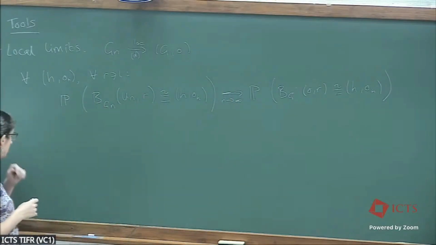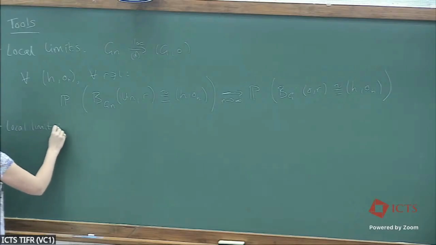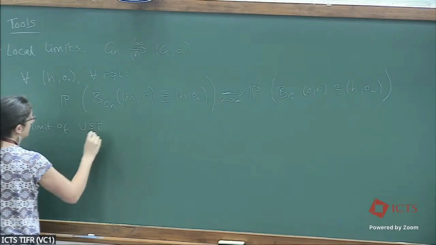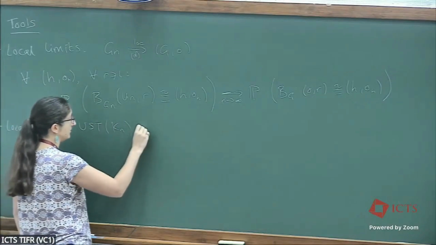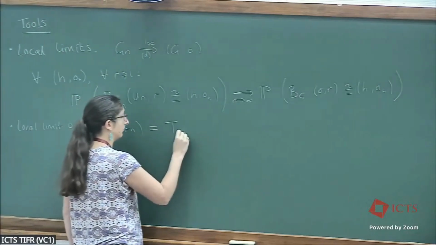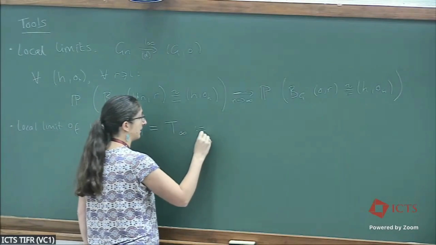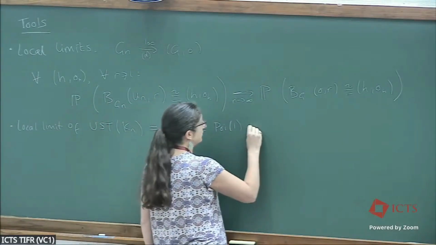Okay, local limits. And then we talked about one particular example of local limits, and that was the local limit of the uniform spanning tree of the complete graph. I will call it T infinity, which was exactly a Poisson(1) branching tree conditioned to survive.